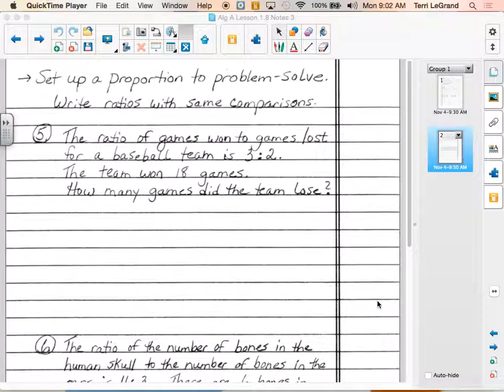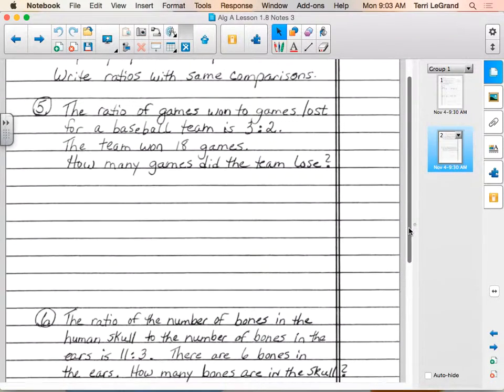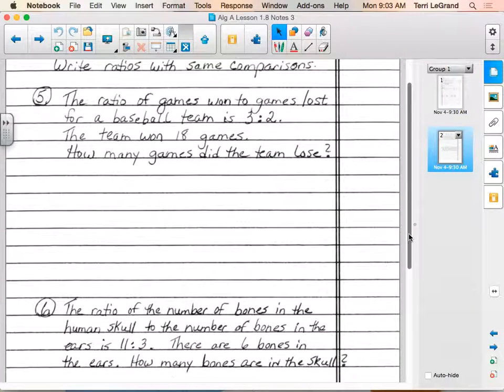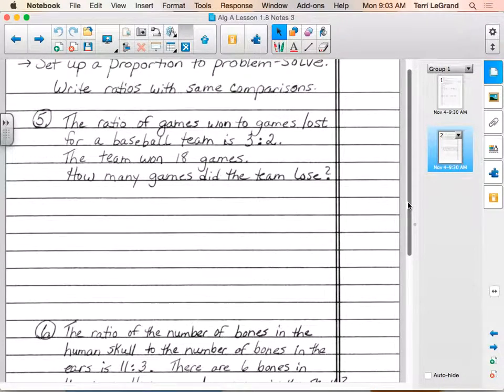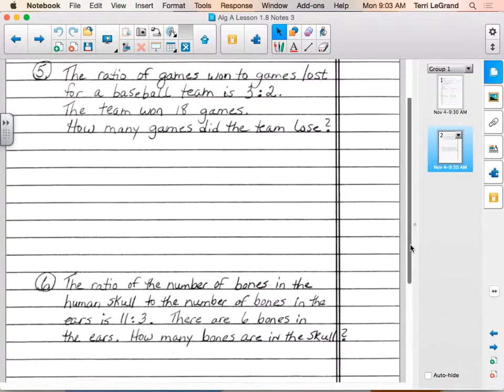We're going to finish up our lesson 1.8 notes 3 today. So try to follow along and make sure you're complete in these so that you make good setups for your own problems today. When we are working today, we're going to continue on solving proportions. We're going to have to set up our own today. So let's start with number 5 here.